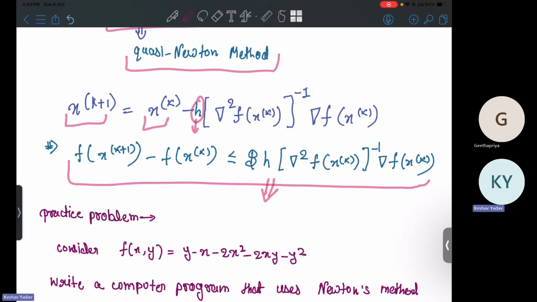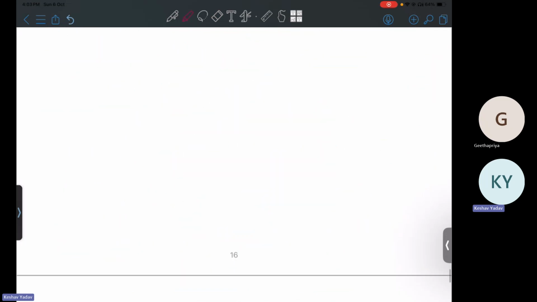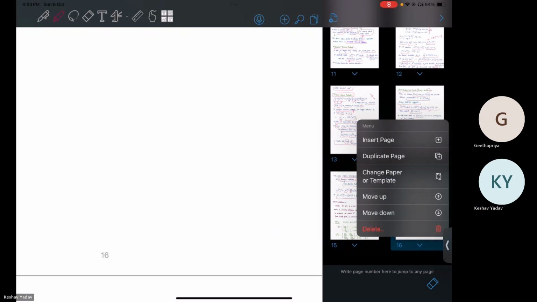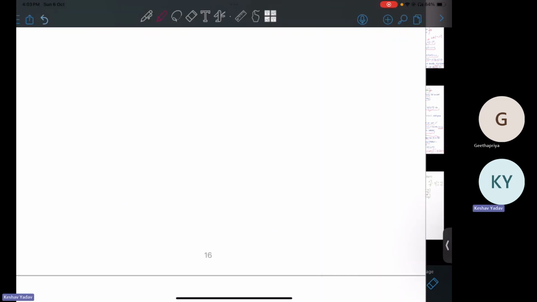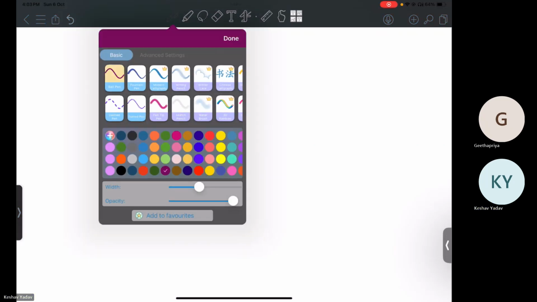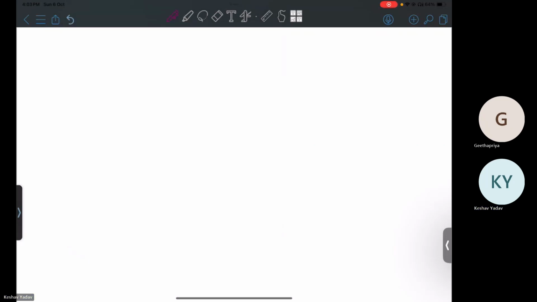Now we'll solve some assignment problems. I will write the problem and I will also try to solve it. You also solve it and write the answer in the chat box if possible. Okay.